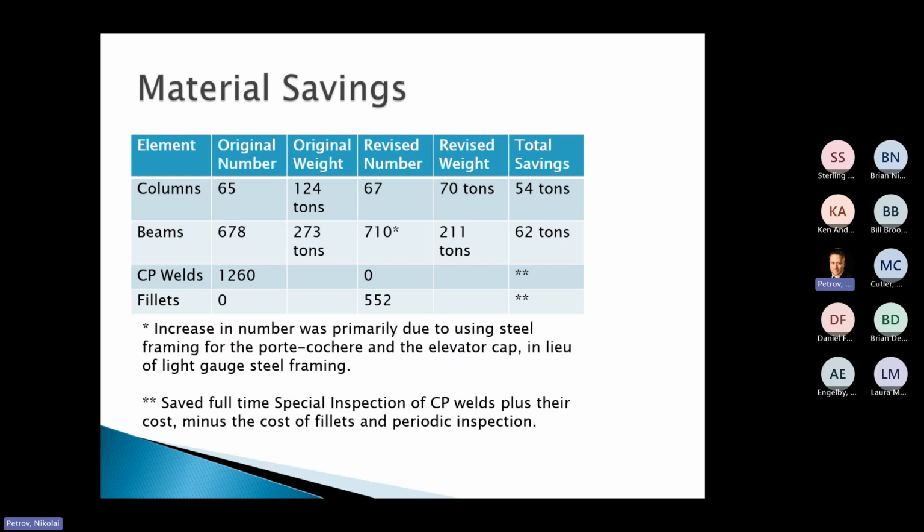CJP welds, there were 1,260 CJP field welds in the original design. The revised number, of course, was 0. Fillet welds, they didn't have any fillet welds. We ended up with 552 fillet welds in our SIDEPLATE design. Just in terms of number, obviously there are fewer welds, but to swap 2.5 CJP welds for every fillet weld, we obviously saved a pile of money. And that includes special inspection time as well. Special inspection and testing of CJP welds, as we all know, is onerous.